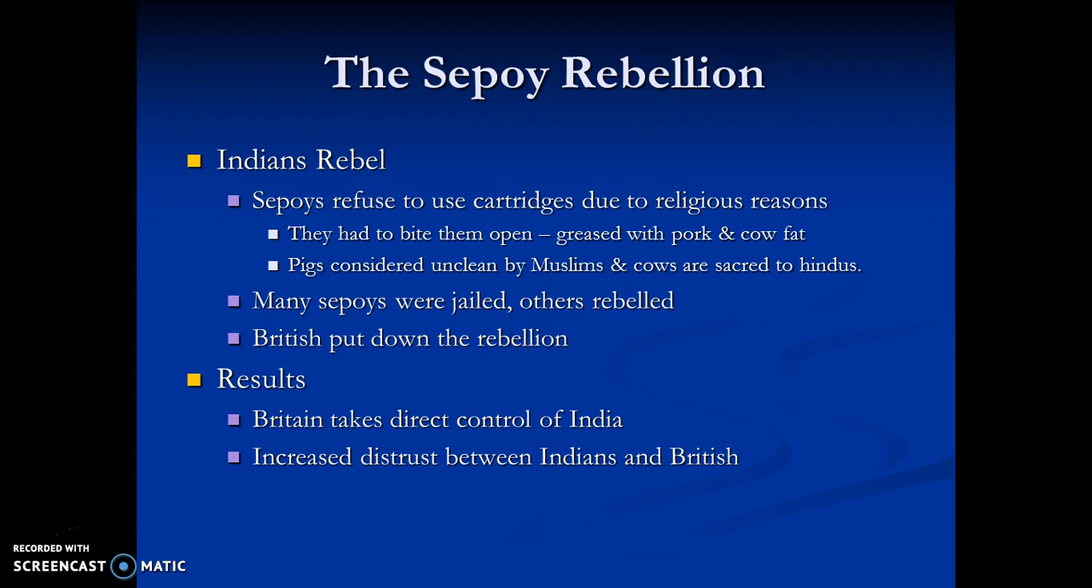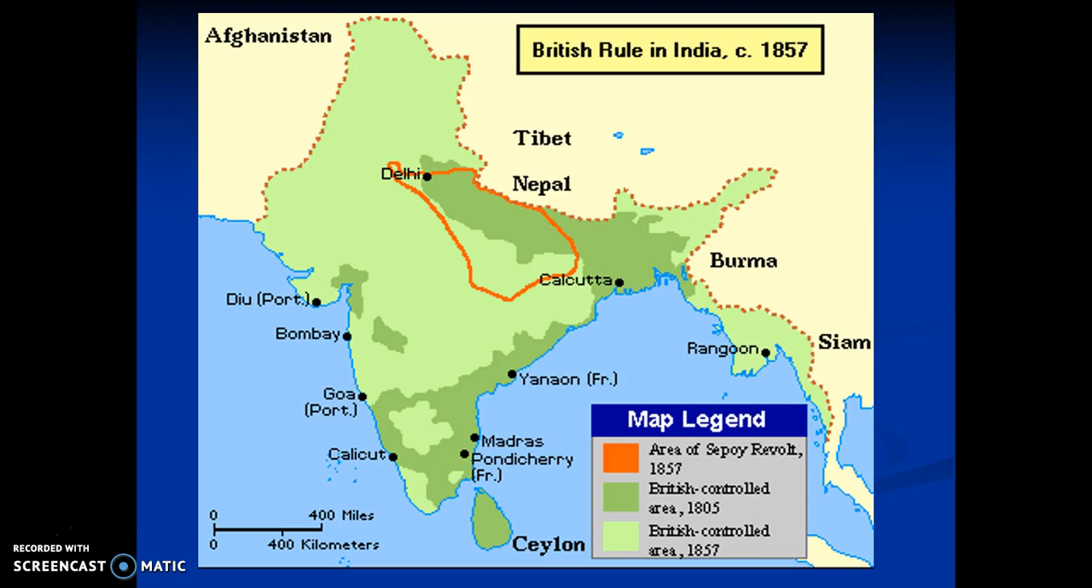The overall results of the rebellion, Britain is going to take direct control of India now, which again means that they're going to have more of a physical presence in India to run the day-to-day functions of the country for the Indian people. This new direct control government is going to be called the Raj. Distrust between both the Indians and the British is also going to rise during this time, of course, because of how they've been lied to and kind of tricked into betraying their belief system.